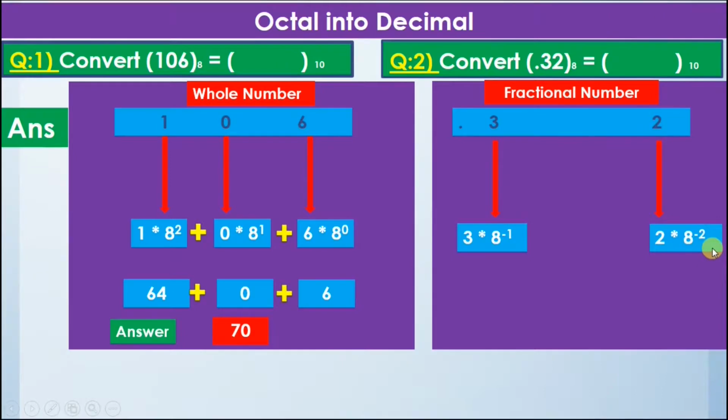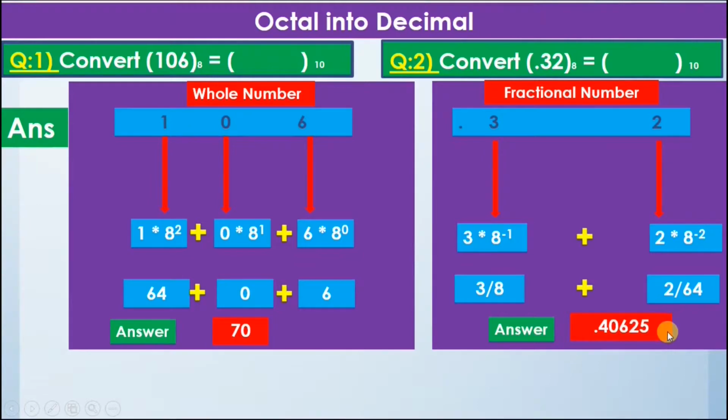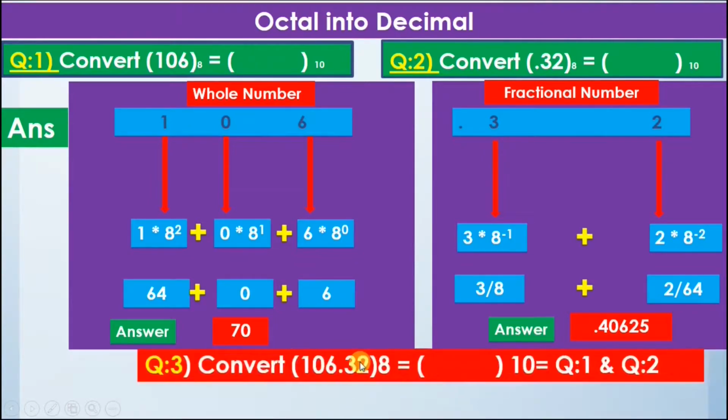No more digits are there, so we will stop the procedure and add them all together. By solving this, we get 3 by 8, and by solving this, we get 2 divided by 64. We will add them and the final answer we get is 0.40625. So now we can say that the number 0.32 in octal is equal to 0.40625 in decimal. Now let's move to question number 3.